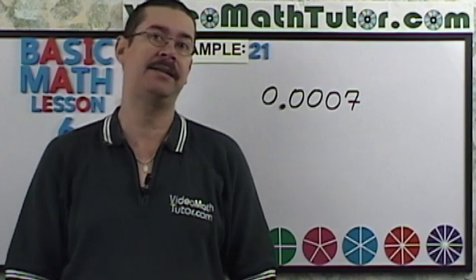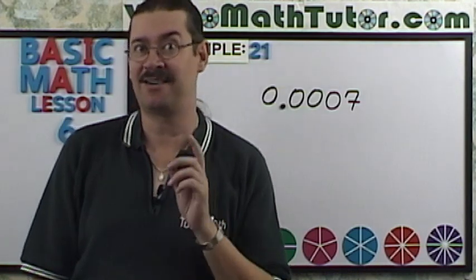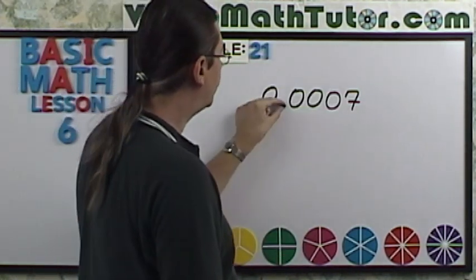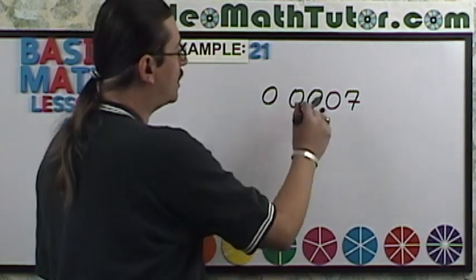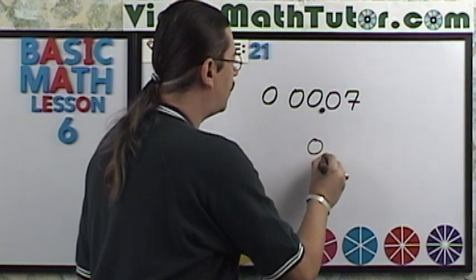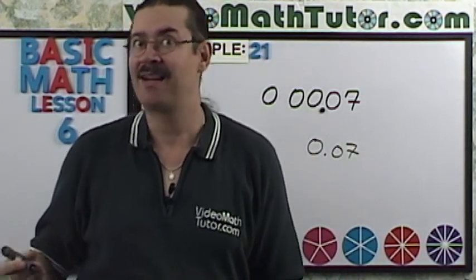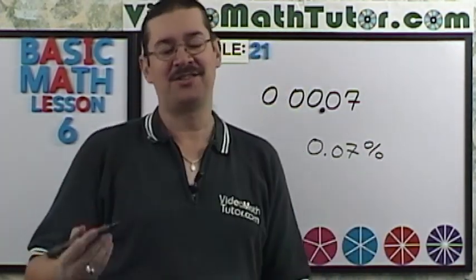For example 21, I'd like to convert this number to a percentage. Let's use our hot tip. So I'm going to move my decimal point 2 places to the right. So I'm going to go 1, 2. Now we don't need all these extra zeros, so I'm going to rewrite this as 0.07, and then last step, tack on the percent sign or percent symbol. There's our answer.